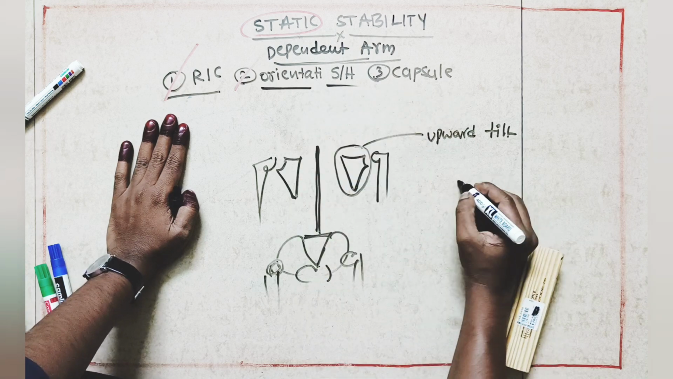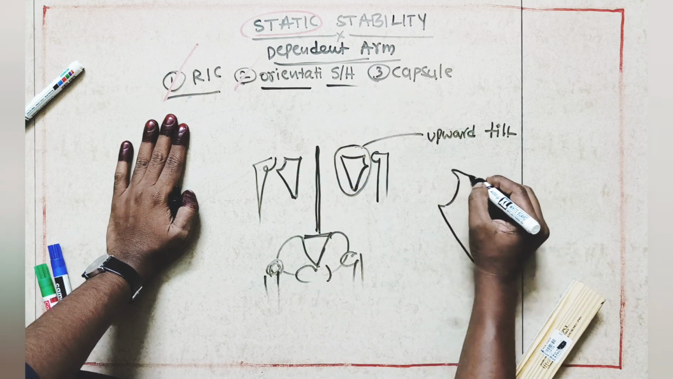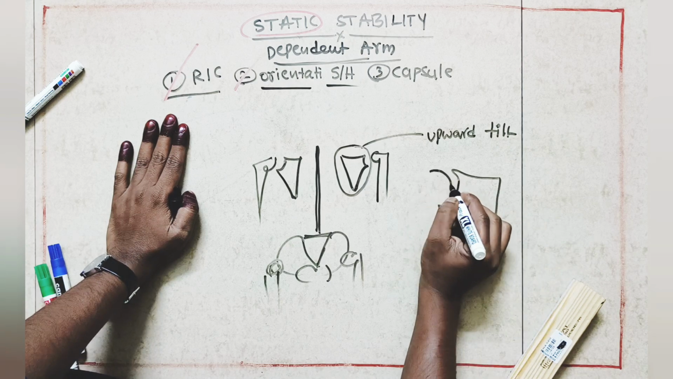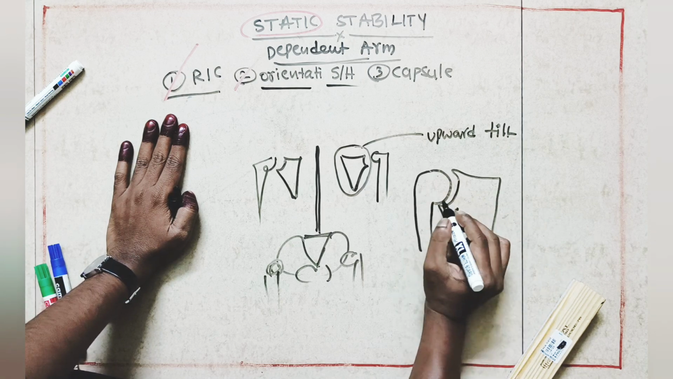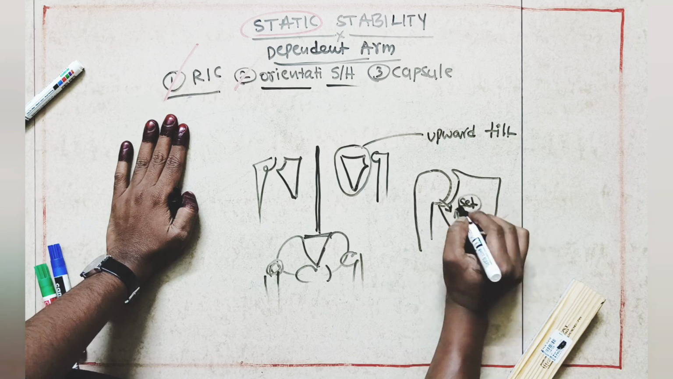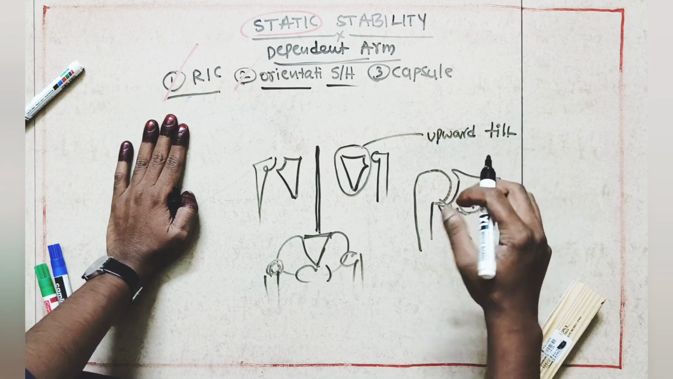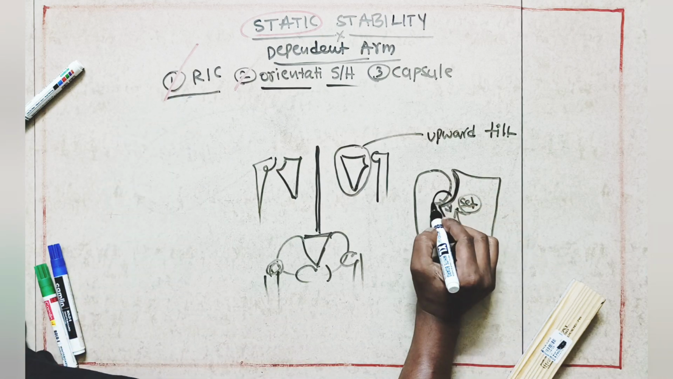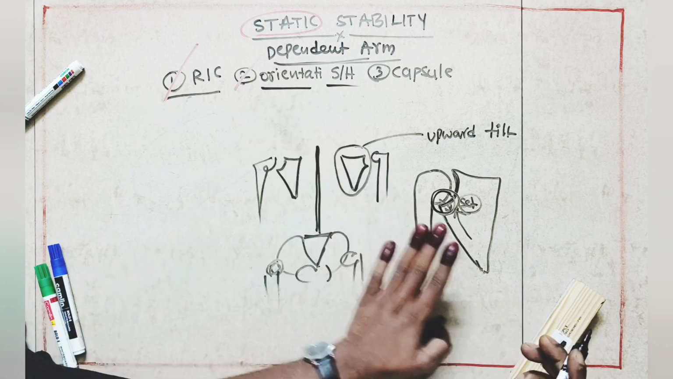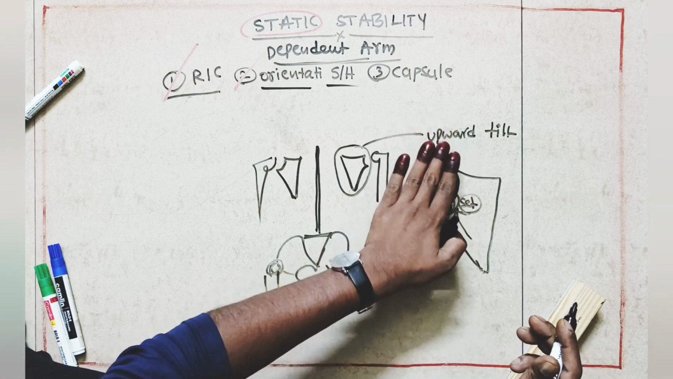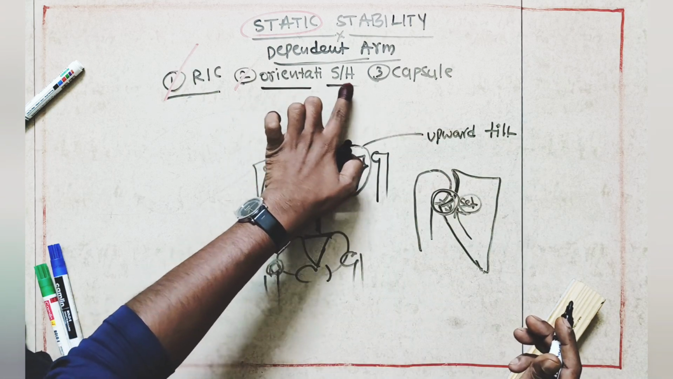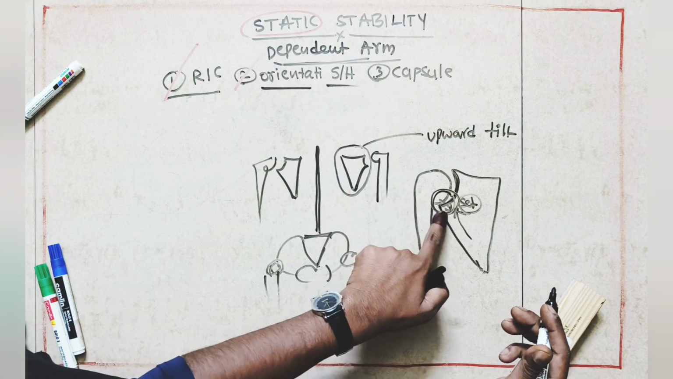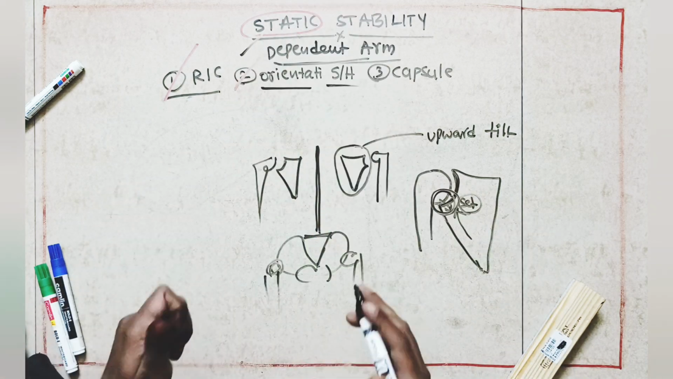Because of the upward tilting of the scapula, the head of the humerus will rest, otherwise it will sit inside the glenoid fossa. So by this orientation, the scapula superiorly tilted, otherwise upward tilted, because of the orientation of the scapula and humerus, when the arm is in the dependent arm position, it is giving static stability to the shoulder joint.